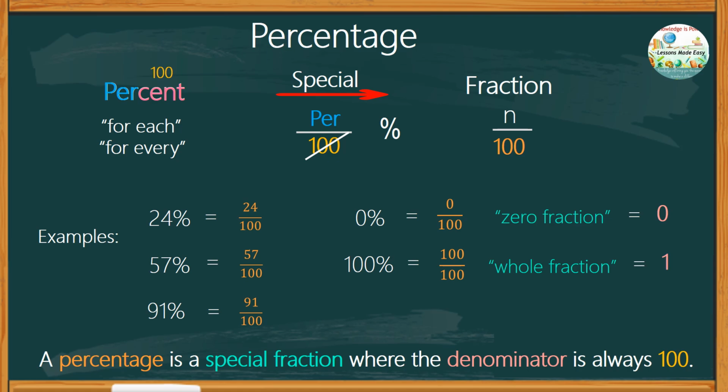How about numbers more than 100? Can we have 125%? Absolutely yes. It is just the same as 125 over 100. We call this an improper fraction where the value is more than 1.